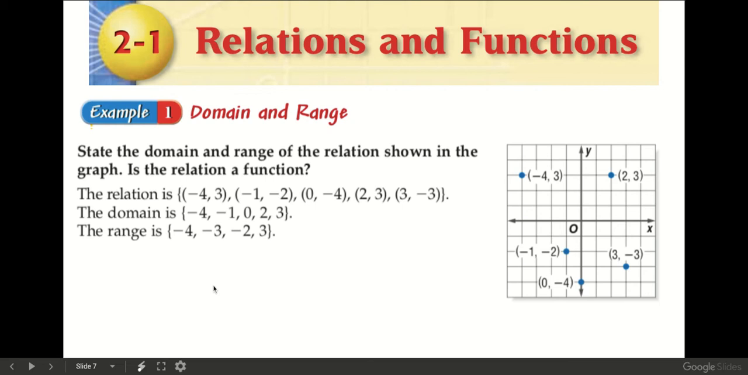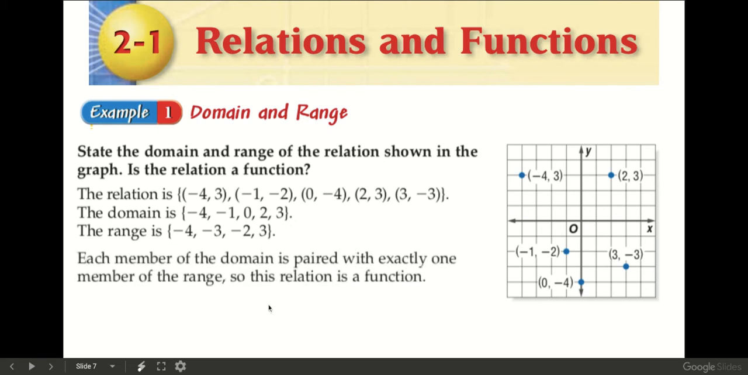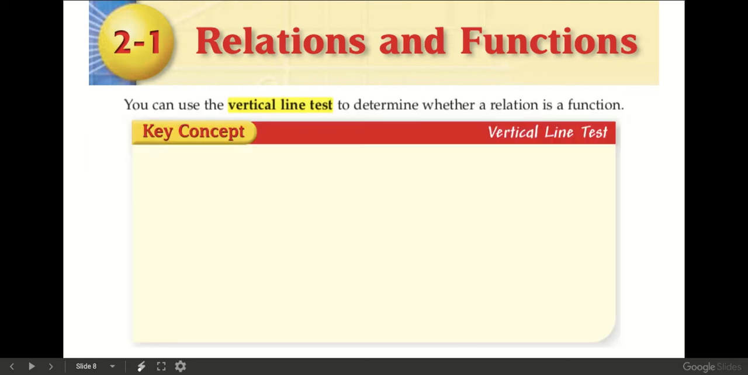And then that would be my domain and my range. So again, this is my relation written out as a set of ordered pairs. This is the domain of that relation, all the x coordinates, and then this is the range, all the y coordinates. So each member of the domain is paired with exactly one member of the range, so this relation is a function, okay? This would be an example of a one-to-one function.